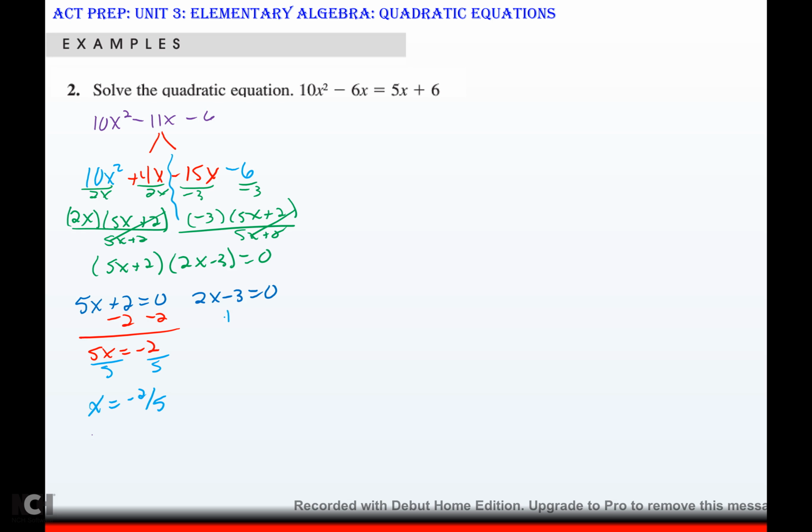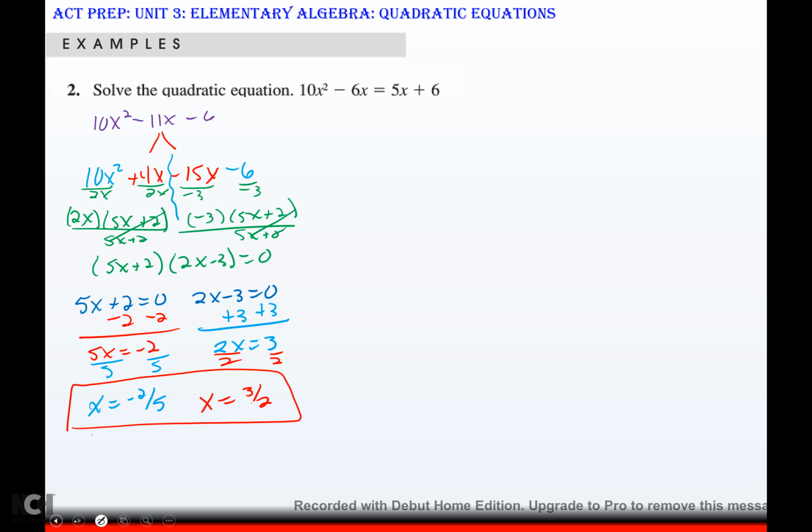To solve this one, add 3, I get 2x equals 3. Divide by 2, and I get x equals 3/2. And those would be my two solutions. Okay? Again, that, to me, takes less time than this takes.